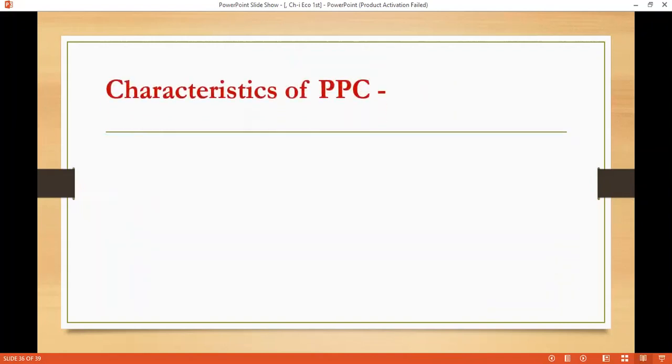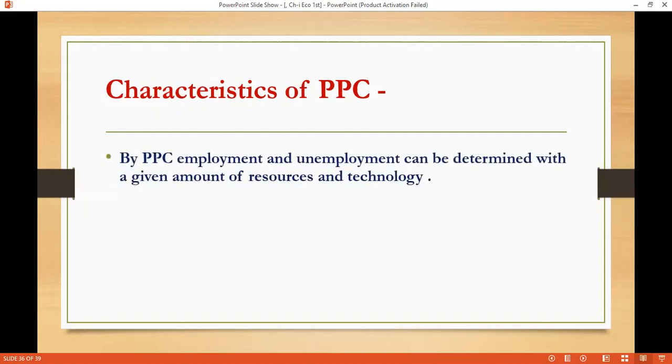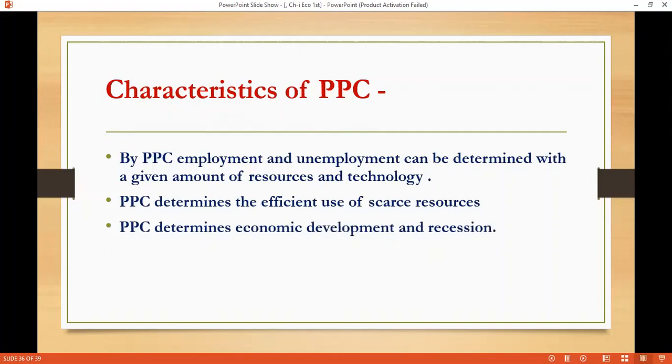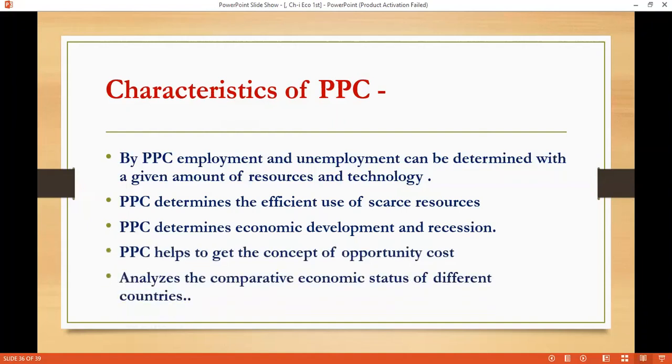So now, up to now, we have known many things about PPC. So let us know what the characteristics of PPC are. By PPC, employment and unemployment can be determined with a given amount of resources and technology. PPC determines the efficient use of scarce resources. PPC determines economic development and recession. PPC helps to get the concept of opportunity cost, and also analyzes the comparative economic status of different countries.